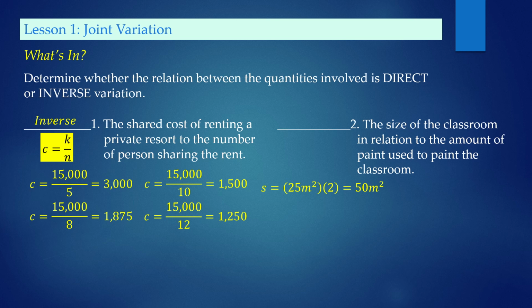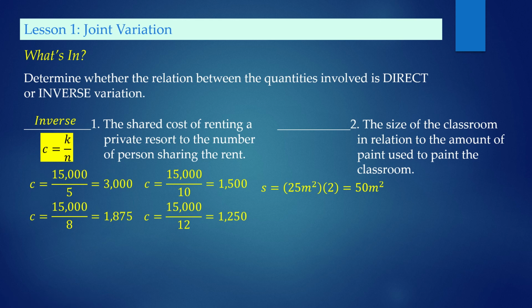For example, to determine the size of the classroom, we have the constant of variation represented by K, which is 25 square meters. It is estimated that 25 square meters is half of the classroom area. In a usual classroom, half of the classroom is measured as 25 square meters. So the whole classroom is more or less 50 square meters. The 2 beside it represents the number of gallons of paint.